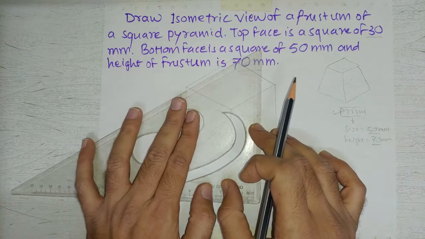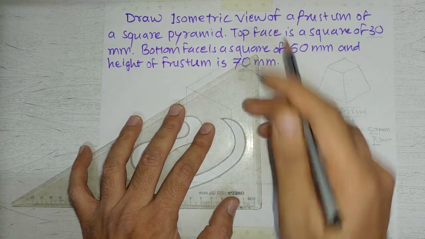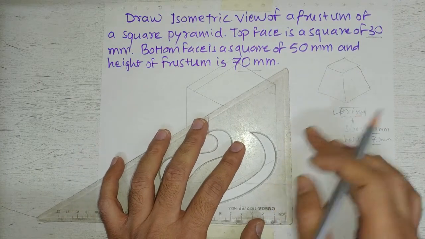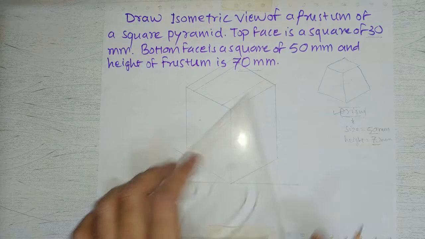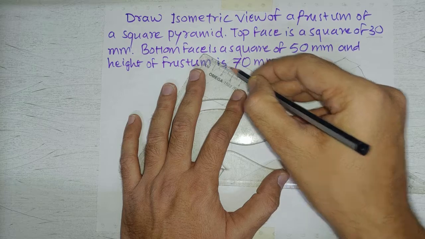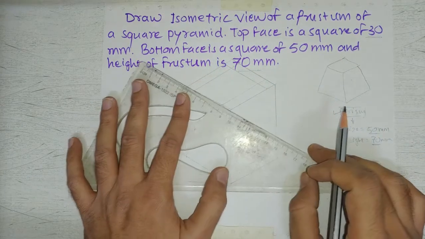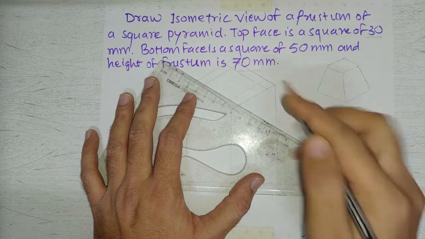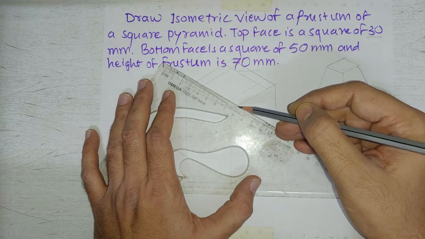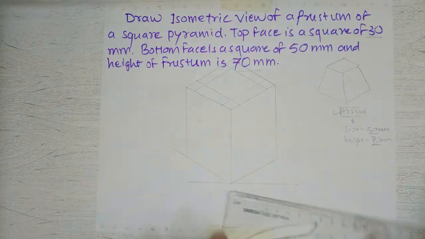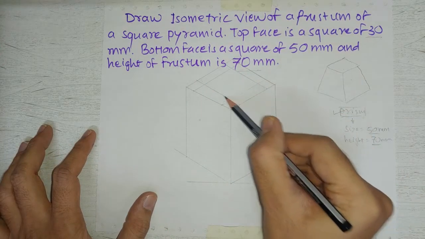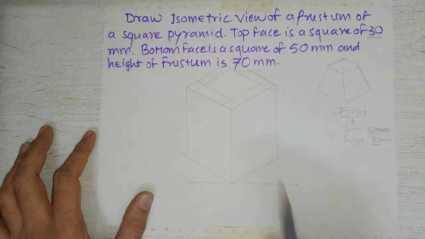Now from these points, I will draw 30-degree lines. That means isometric lines. And from these points also I will draw isometric lines. So this gives me the required square of 30 mm.